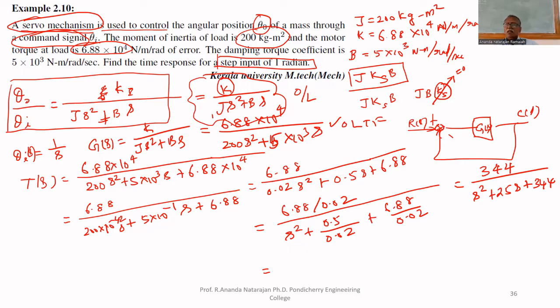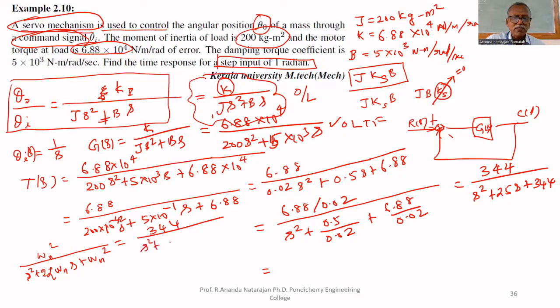Instead of finding roots, what is asked here? Find the time response. That's all. No need to find the roots. We have to check the value of zeta. For that, we compare with the standard transfer function: omega n square upon S square plus 2 zeta omega n S plus omega n square. Compare this with 344 upon S square plus 25S plus 344.